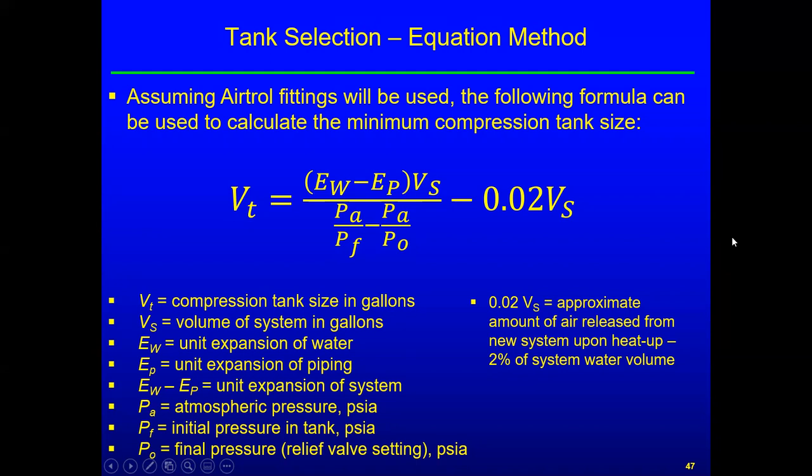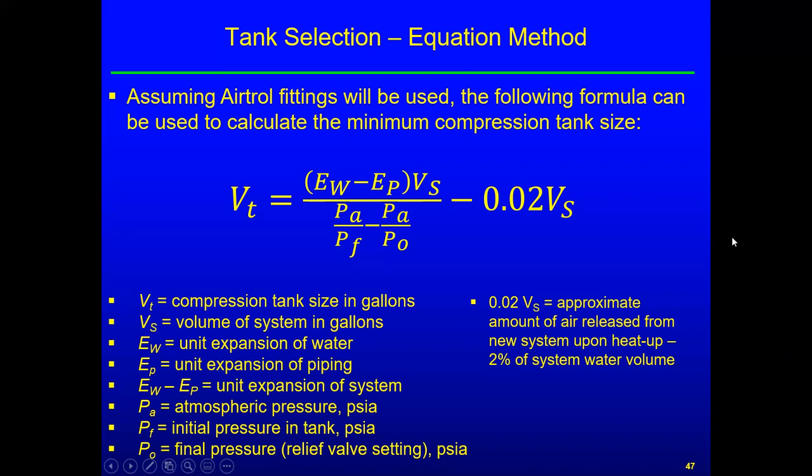And then we're going to divide by that P sub A divided by P sub F. Well, P sub A is atmospheric pressure, PSIA. So it could be 14.7, whatever you're going to use for your atmospheric pressure. And P sub F would be the initial pressure in the tank, in PSIA, and then we're going to have that minus P sub A divided by P sub O, again atmospheric pressure divided by the final pressure, usually the relief valve setting in PSIA. And then this minus 0.02 V sub S, that's approximately the amount of air that will be released from the new system upon heat up, about 2% of the water volume. So that's an equation you can use to just calculate your required compression tank size.